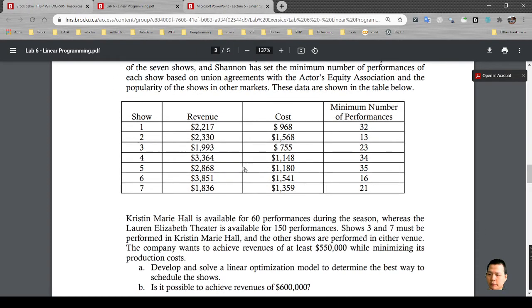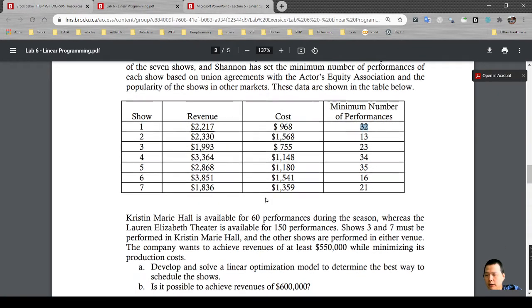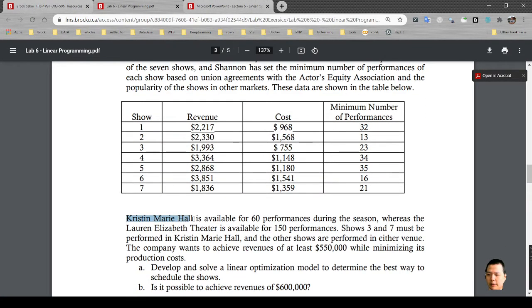So not much information in the text, but here, for each of those products, it has cost, revenue, cost, and minimum number. That's a requirement. You have to do at least 33 for one. And KMH is available only for 60 performances, and LET is for 150 performances. So together you get 210 shows, no more than that.